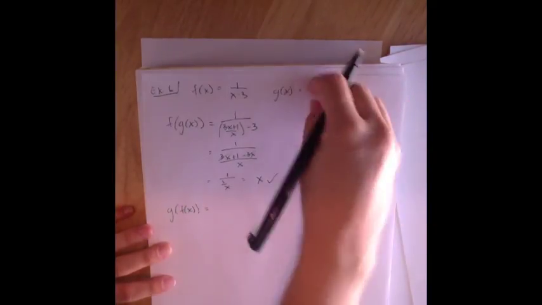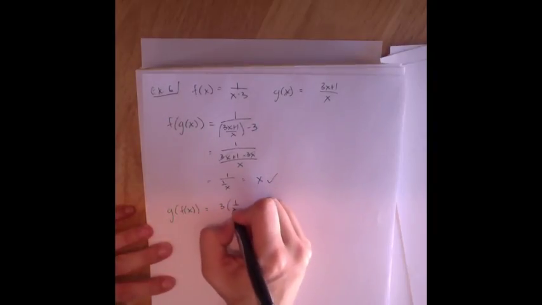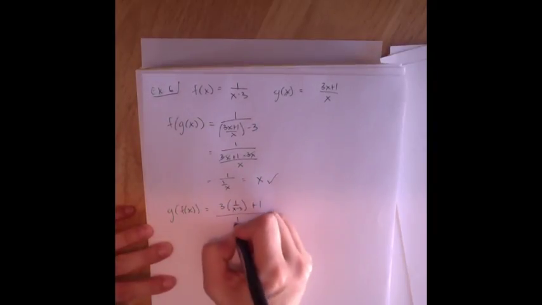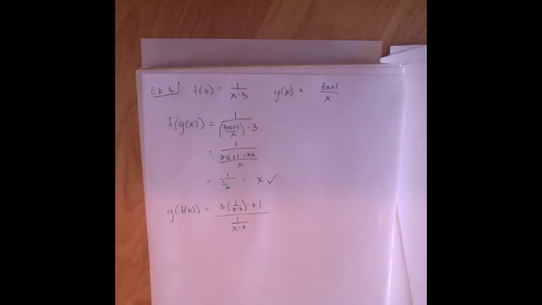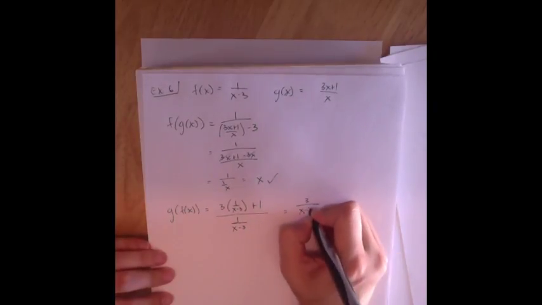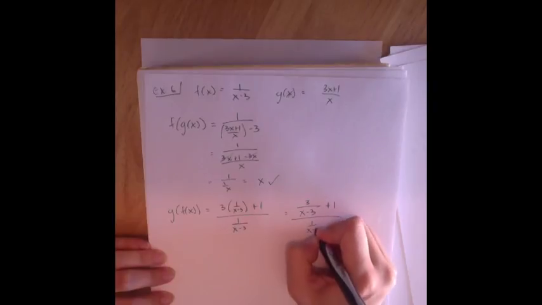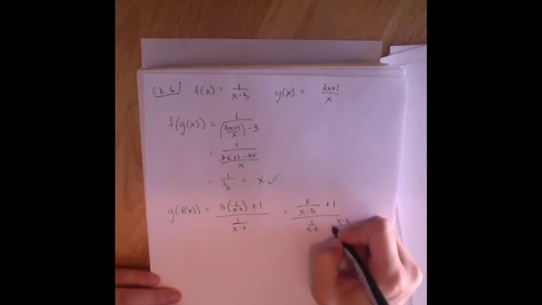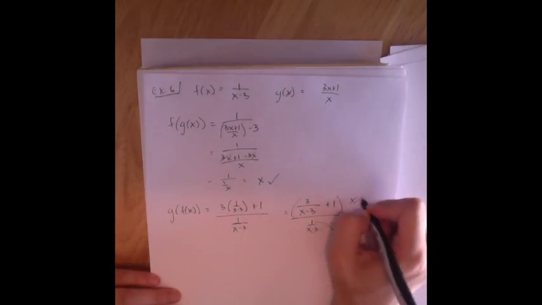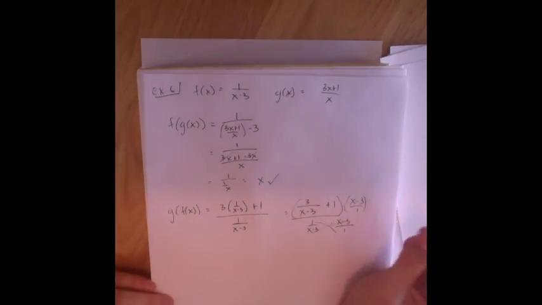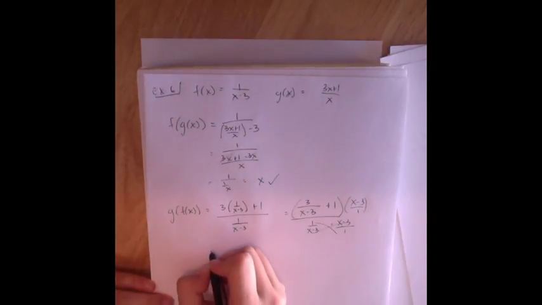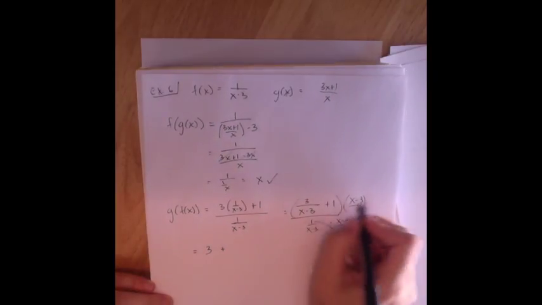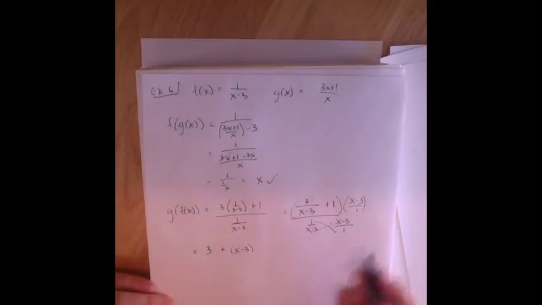Now I need to find g of f of x. So I'm going to plug in f of x everywhere there's an x in g. So I get 3 times 1 over x minus 3 plus 1 over 1 over x minus 3. All right, so here I'm going to simplify. I'll have 3 over x minus 3 plus 1 over 1 over x minus 3. Okay, I'm going to multiply by the reciprocal, x minus 3 over 1, to cancel this out on the top and the bottom. And if I multiply by x over 3 minus 1 here, it cancels, leaving me with 3 plus, here I'll have x minus 3 over 1. And 3 minus 3 just gives me x.